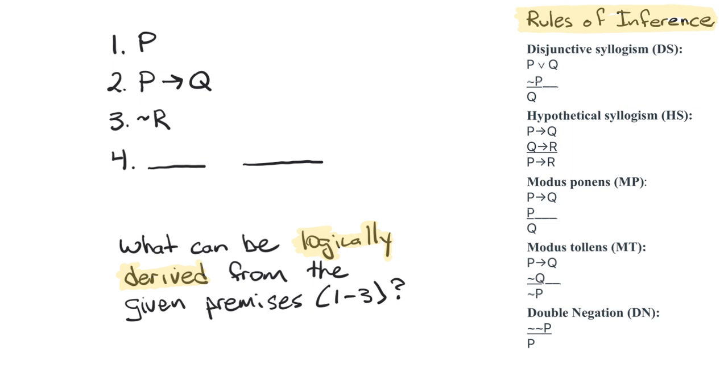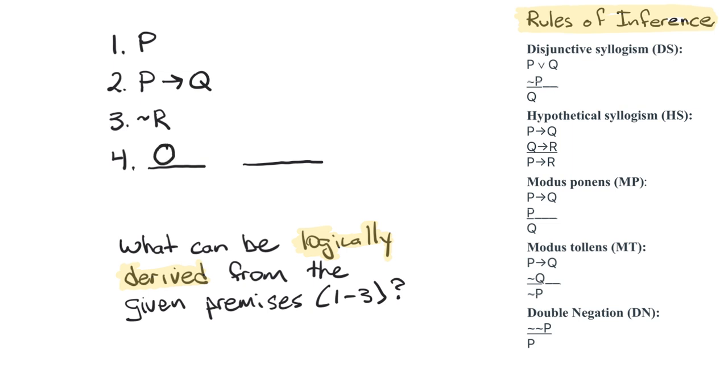So on line 4, this is where we're going to answer the question, what can be logically derived from the given 3 premises? Now, you'll notice that I didn't mention anything about premise 3. Really, there's nothing that can be done with this. It has no relation to premise 1 or premise 2 in any way. So we're just looking past that and recognizing that lines 1 and 2 are a modus ponens, from which we can derive Q. And so that's what we would put in for 4.